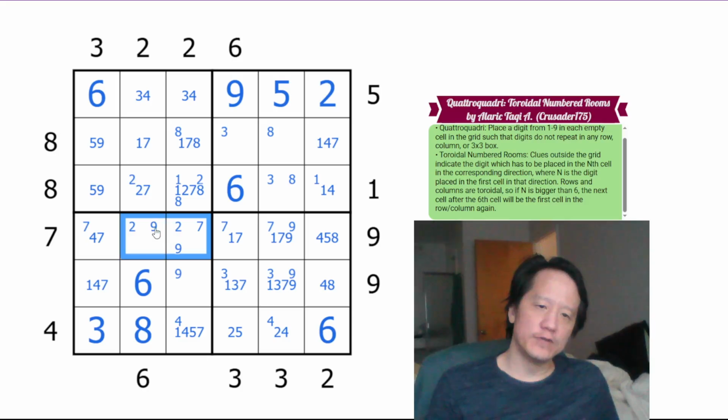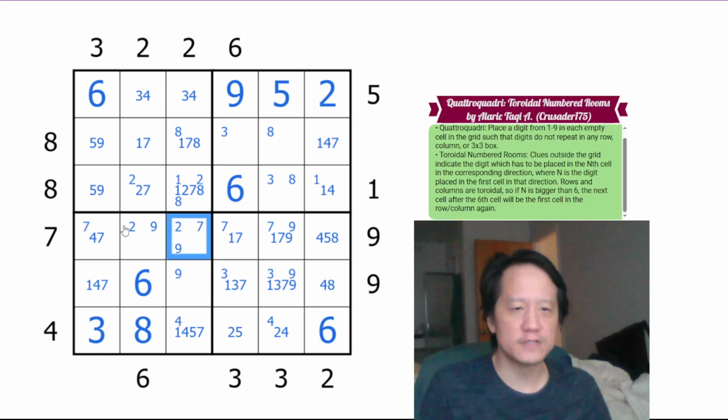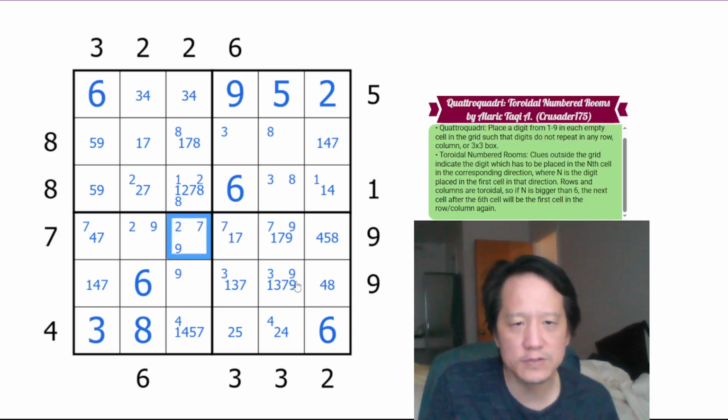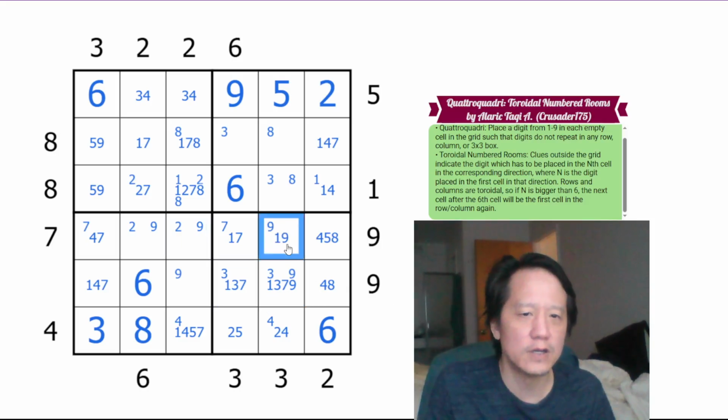Nine is in one of these two or here. 7 can only be in 4 and 7. So 7 cannot be here or here. Okay.